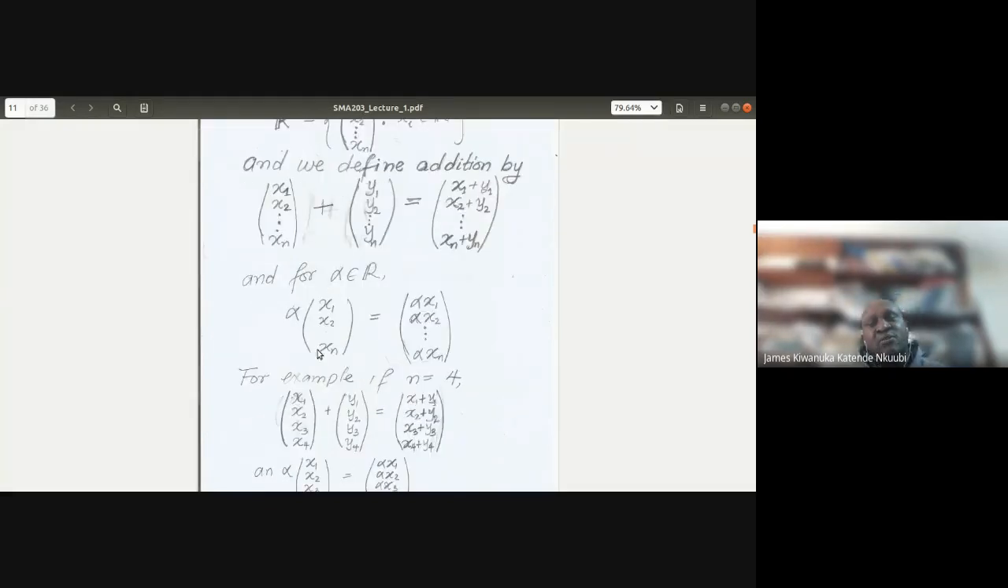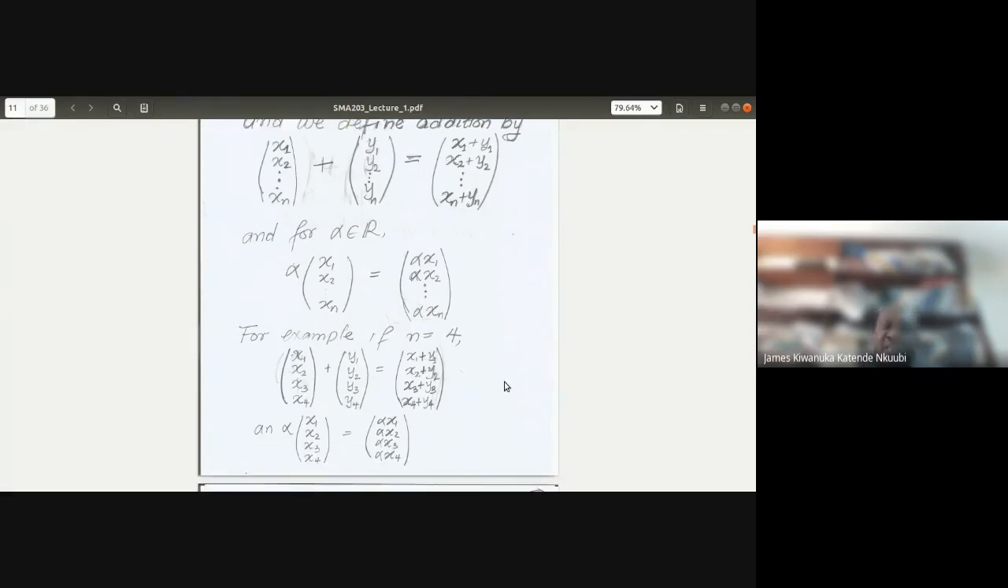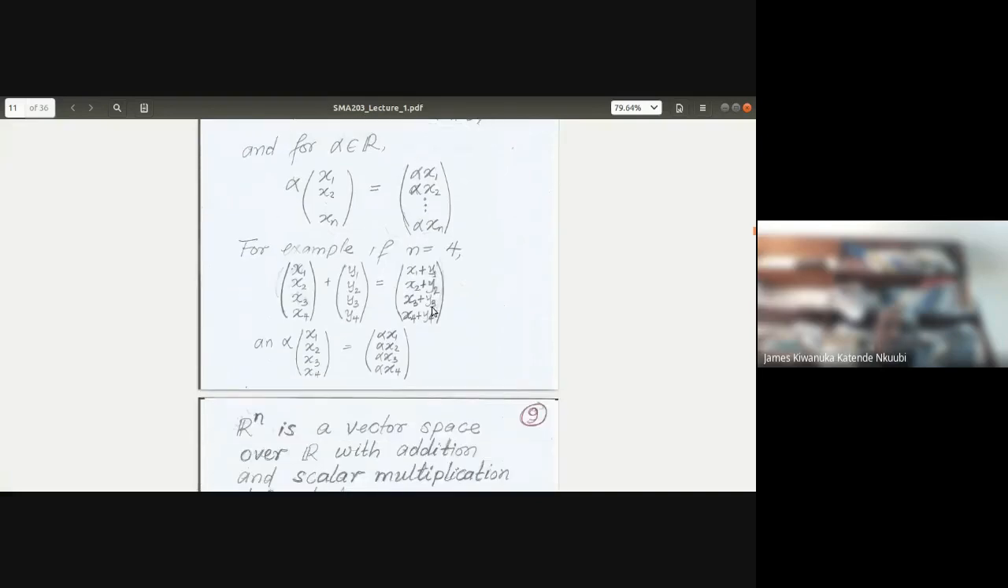The other thing that we define again is scalar multiplication. If you multiply any vector by a number, it's the same as multiplying each entry in the vector by the same number. Under these two operations, Rn is a vector space over the real numbers. We shall not try to prove it. Here is an example when n is equal to 4. Elements in R4 will have just 4 components. When you add them, this is what you get. And when you multiply, it's simply the same as multiplying each component in the vector by the same number.